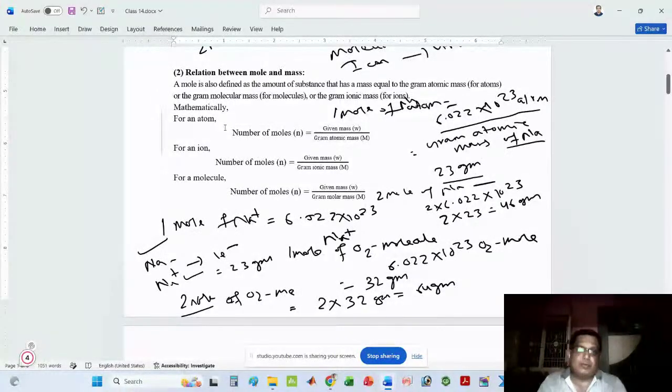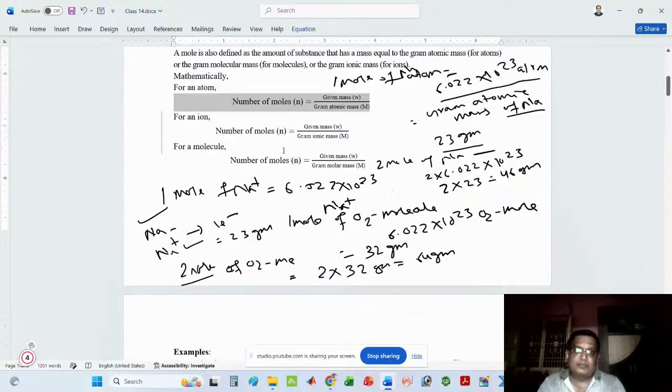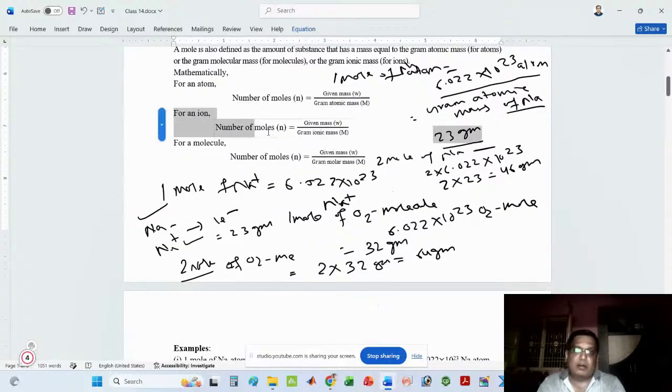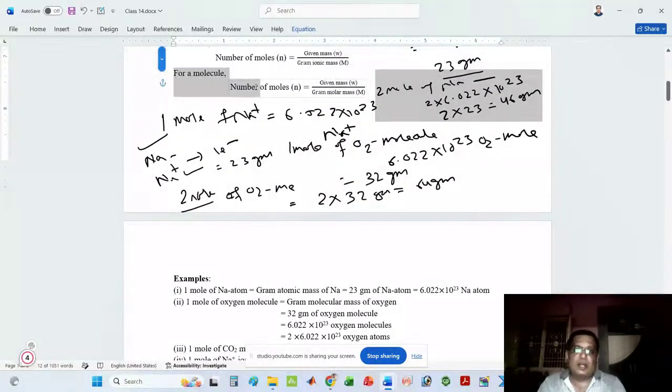For atom, I can write the formula like this: number of mole is equal to given mass divided by gram atomic mass. For ion, I can write number of moles is equal to given mass divided by gram ionic mass. For molecule, number of moles is equal to given mass divided by gram molecular mass.